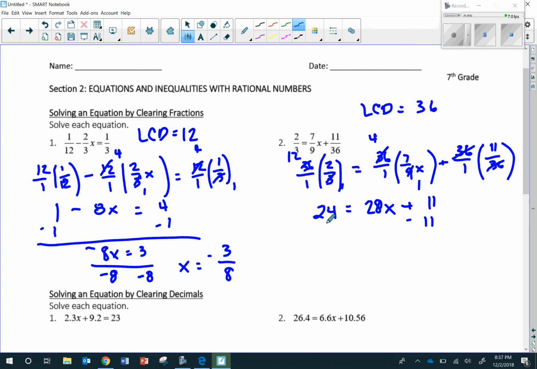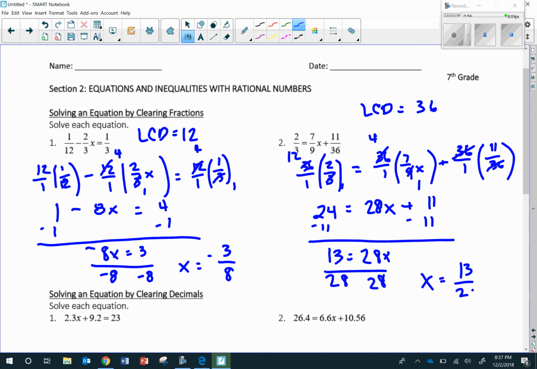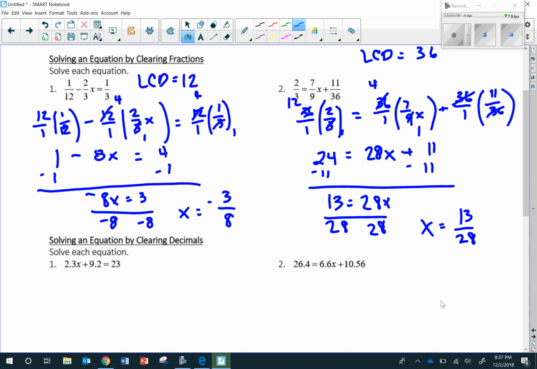So I'm going to subtract 11 from both sides. That leaves me with 13 equals 28x. Divide both sides by 28. So my answer is x equals 13/28. That's in simplest form, and therefore I am finished.